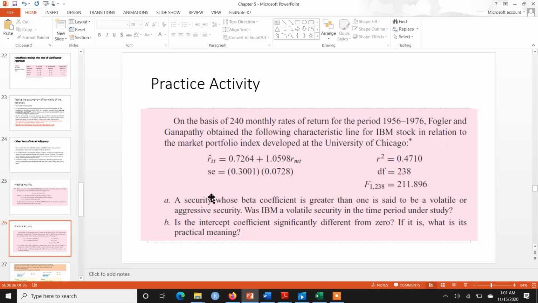Anyhow, this is the question, and the first thing that you need to check is this: it is given that a security whose beta coefficient is greater than 1 is said to be a volatile or aggressive security. In other words, it's too risky to invest in that security. So let's say we have data on IBM. How can we comment whether IBM is a volatile security or not? Actually, we need to test whether the beta coefficient is greater than 1 or not. I'll come back to this part B later on. For now, let's focus on part A.